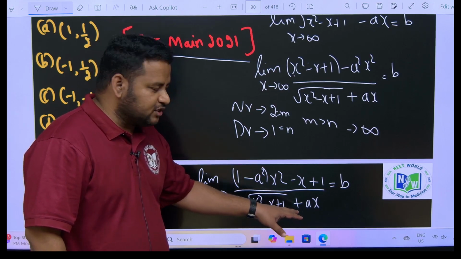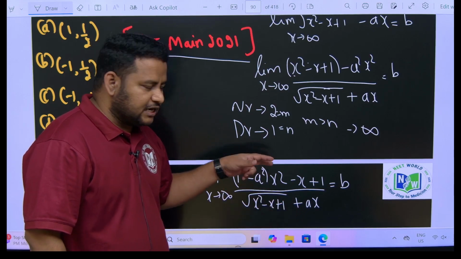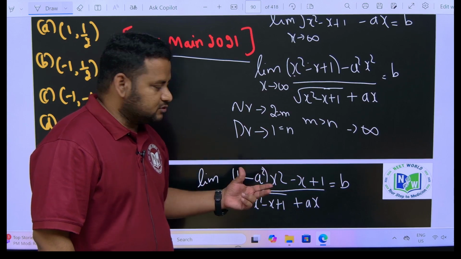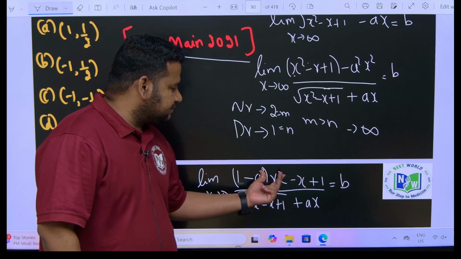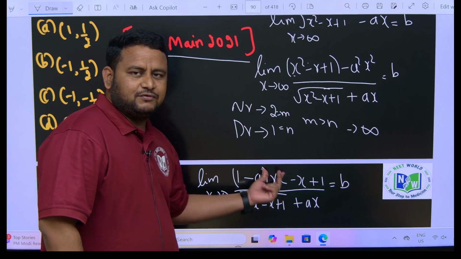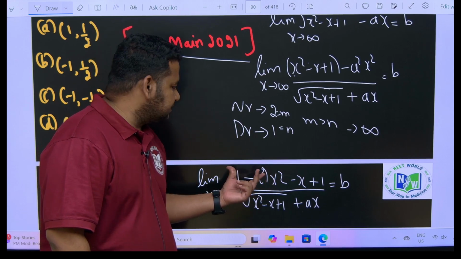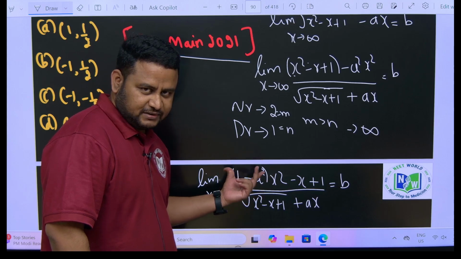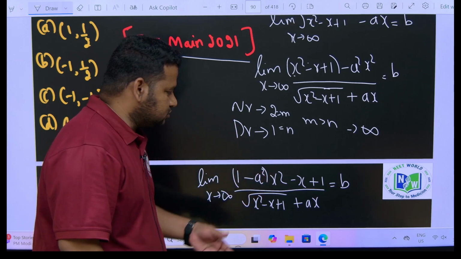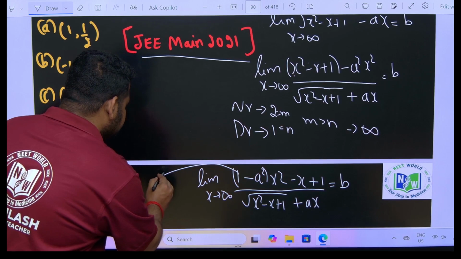So the power of the denominator is 1. That means I should make the power of the numerator 1. To do that, I have to eliminate the x square term from the numerator. To eliminate that, what should I do? See, this 1 minus a square should become 0.